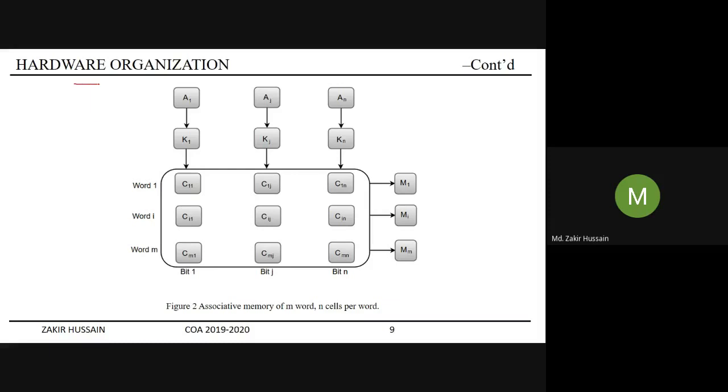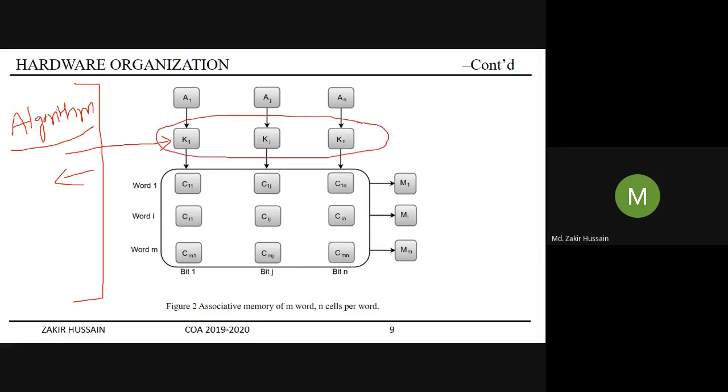Here, you see the other side, which is not shown here. This side is actually running a software algorithm that decides which portion to match and which portion not to match. Accordingly, we set the bits here in the hardware. This is the key. This is the key register. In this key register, wherever the match needs to happen, there it sets the bits as 1.